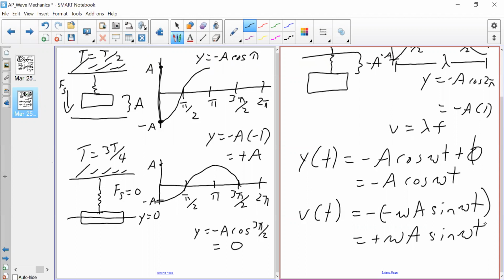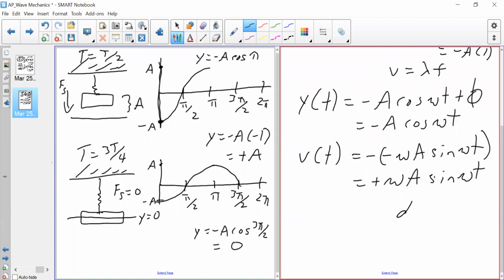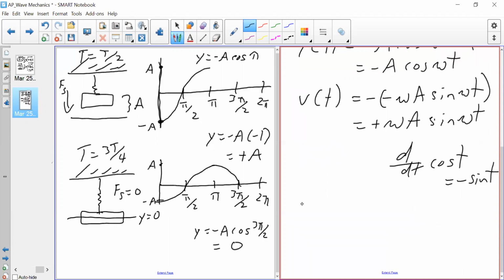So d/dt of cosine t is negative sine. But again, you don't have to worry about that for those who are not in calculus. I'm just giving you what the expression is so that we can move on with the physics of it.